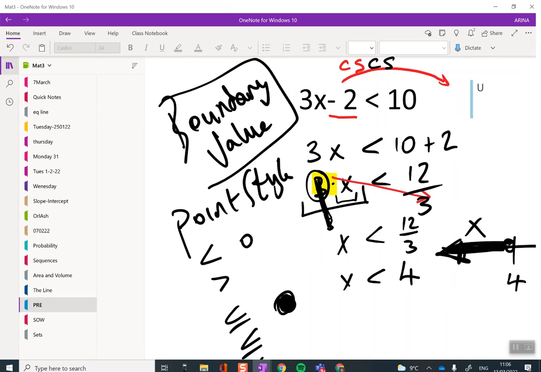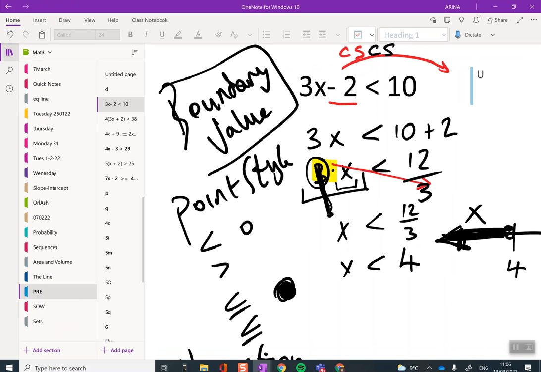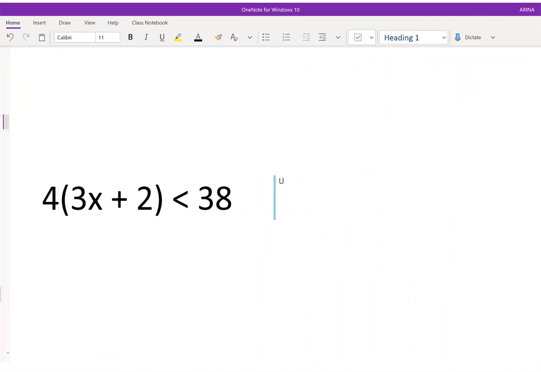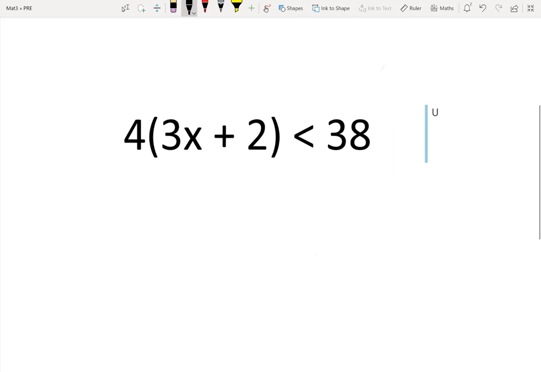Okay. Next up. Now 4 will not divide into 38. If it did, we would divide it in. It's 4 multiplication on a bracket is less than 38. So the first thing you try to do is divide. You could divide by 2 and then multiply by 2 here and divide by 2, but most of us won't spot that and we'll go with distribution of multiplication.